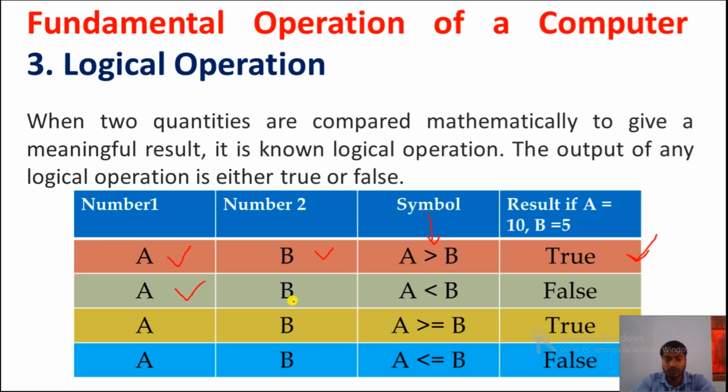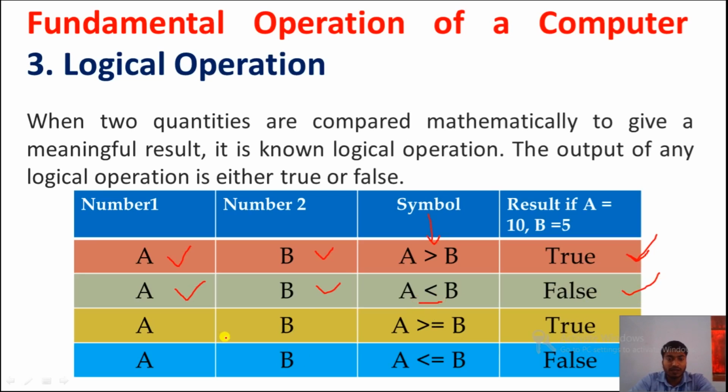Same way here, we have the expression A less than B. Clearly you can see A has 10 and 10 is greater than B. So according to this expression, this is false.